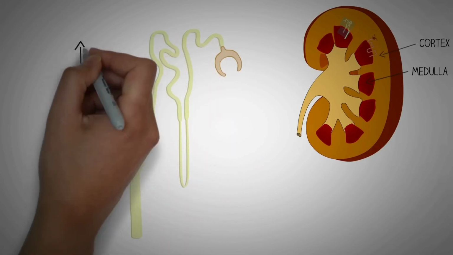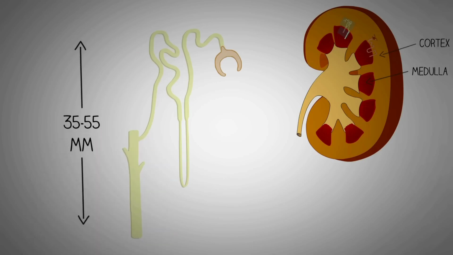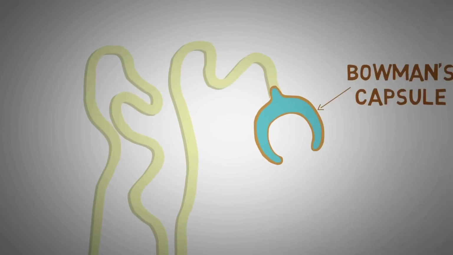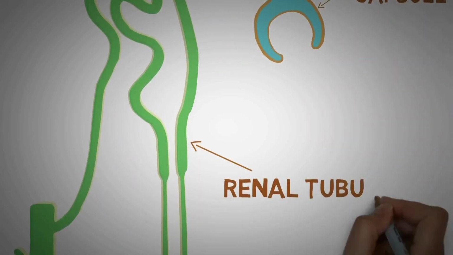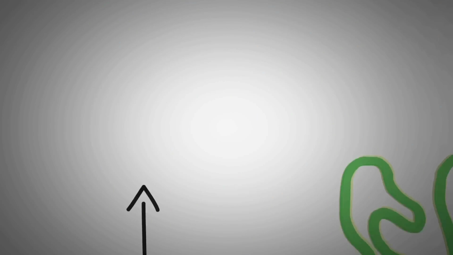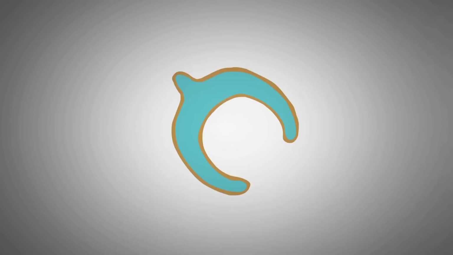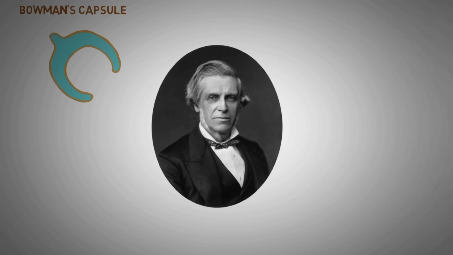So the nephron is a tube-like structure whose length varies from 35 to 55 millimeters, and its structure can be basically divided into two major portions: the Bowman's capsule and the renal tubule. At one end, the tube is closed, folded and expanded into a cup-like structure which is known as the Bowman's capsule. Now the Bowman's capsule was discovered by Sir William Bowman, at the age of 25.